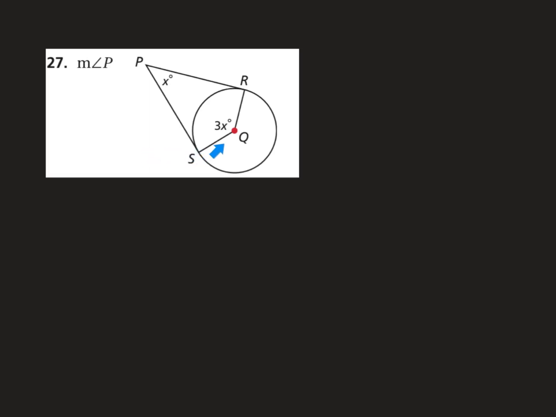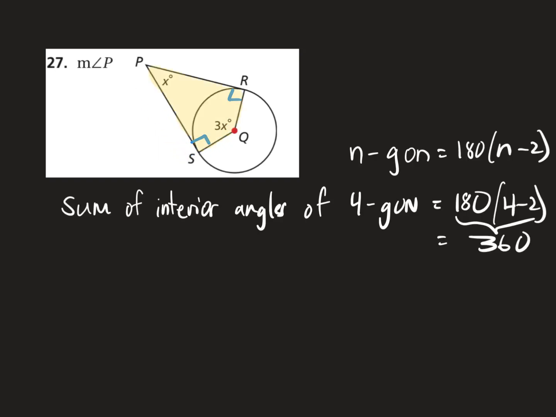Alright, number 27. The radius and the tangent segment are perpendicular, so we can make this symbol and this symbol. The next thing you might consider is that polygon PRQS has 4 sides.